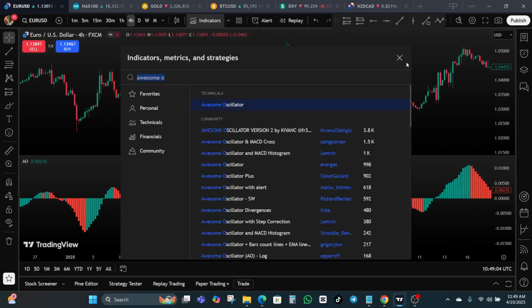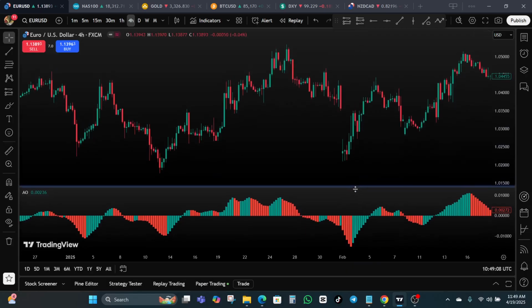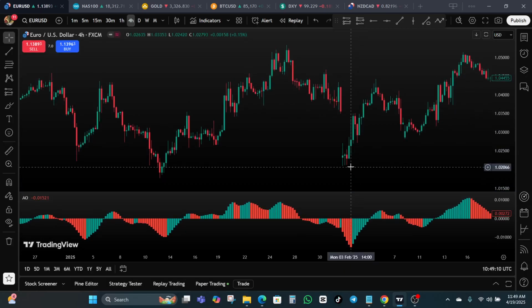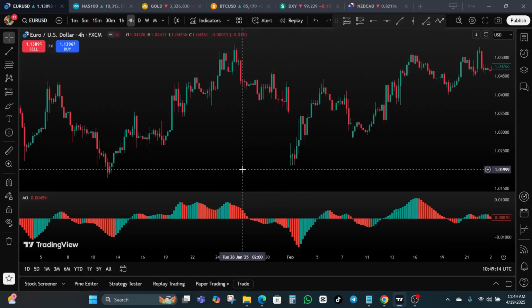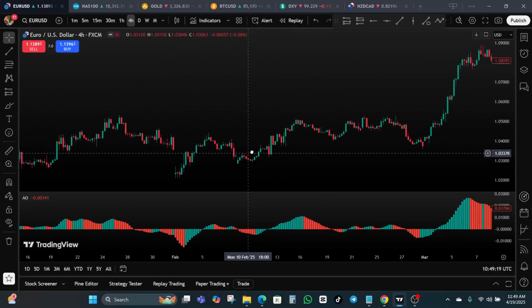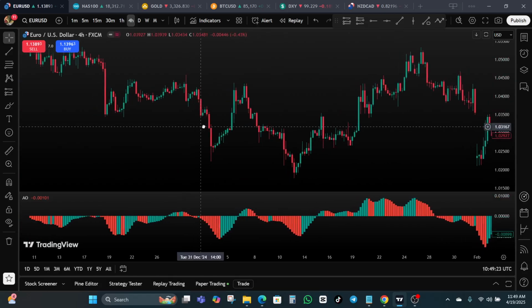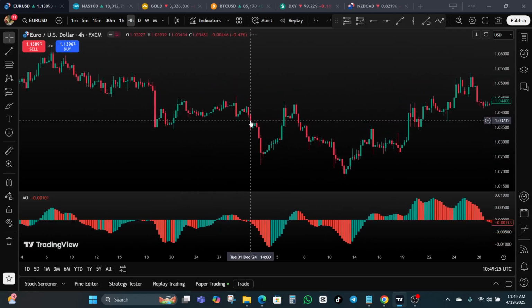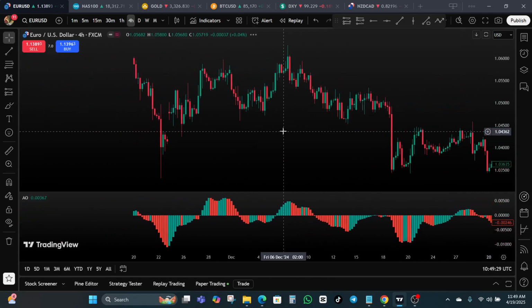Okay, all right, now we want to talk about hidden divergence. If price makes a higher low, but the indicator makes a lower low, I'm trying to see if we can find such an example. In that case, what we have is a hidden bullish divergence.